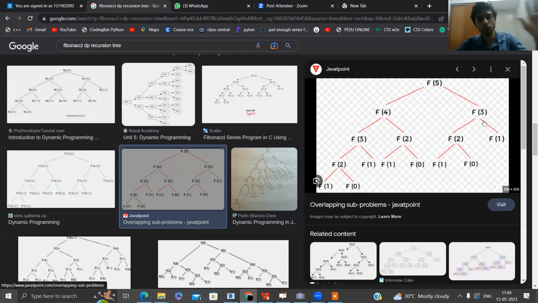If we are able to solve this particular issue, then we will be able to reduce the time complexity from exponential to linear. And obviously, you know, the graph of linear is like this. It's not expensive at all, right? So this is where dynamic programming comes in handy.